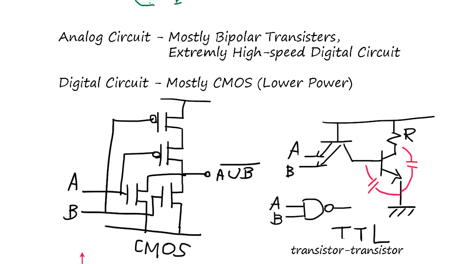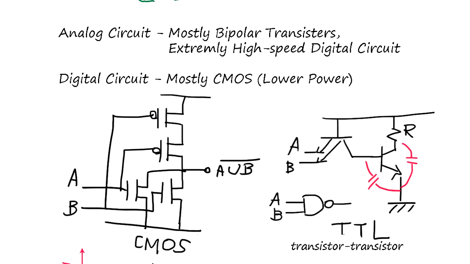And for analog circuits, it is mostly bipolar transistors, and analog circuit design is established very well using bipolar transistors. It needs to control various things like currents and resistors and so on. So it's pretty hard to do with MOS.